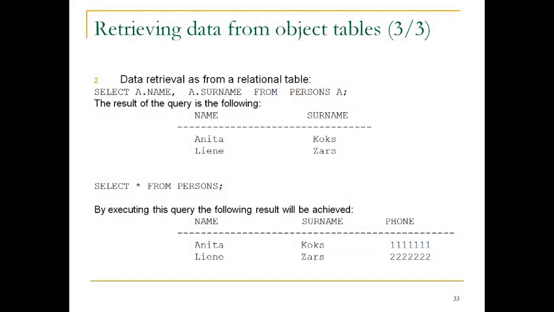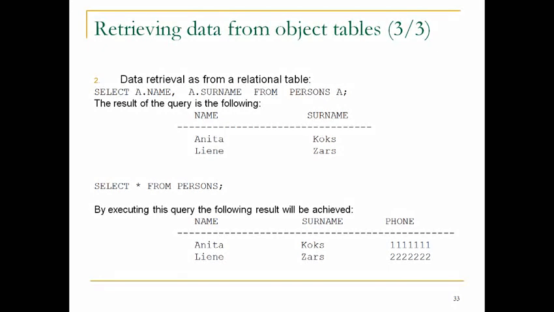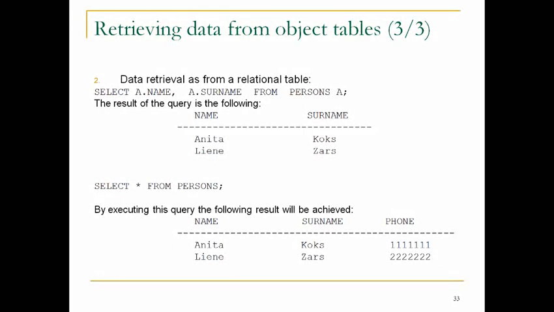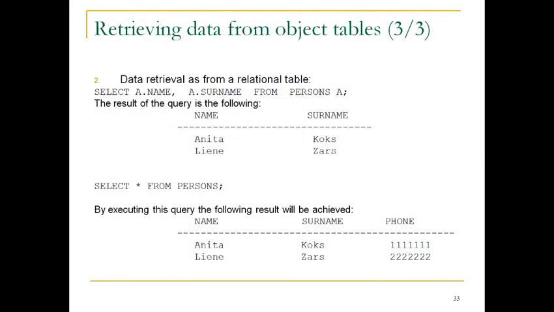And the second option, that we can, for example, select a name, a surname from these persons A. And it will be retrieved as a relational table, two columns in particular. If we just select everything from persons, it will be treated as a relational table and also give us 3 columns because the type person contains 3 attributes.